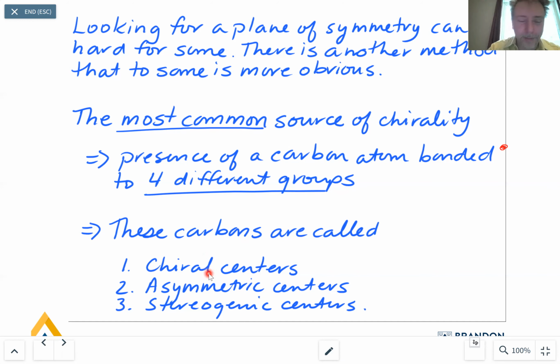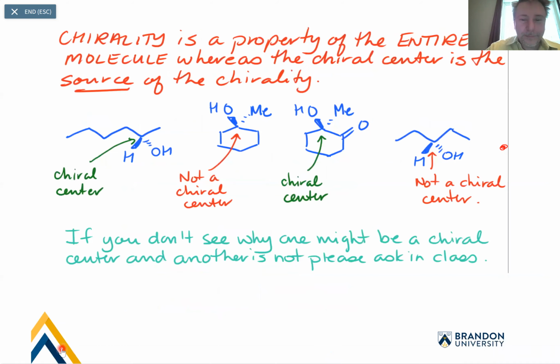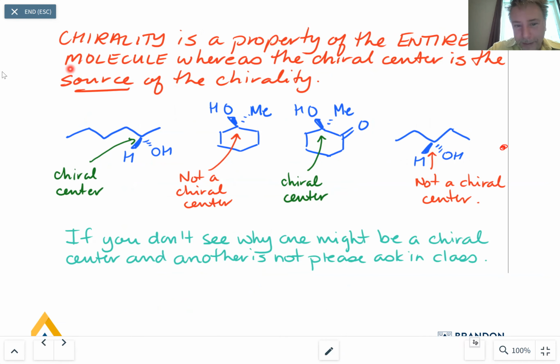Chiral center is probably the term I'm going to use the most. All right. Okay, so chirality is a property of the entire molecule, but the source of the chirality can be just one carbon. So here we've got a long chain. There's a hydroxyl group, proton, methyl, and then this butyl group. So a carbon bonded to 4 different things. So this will be a chiral center.